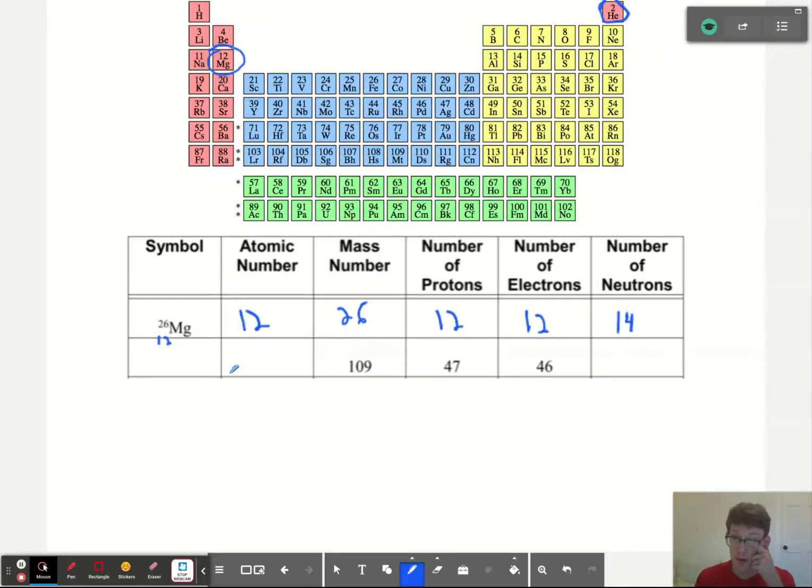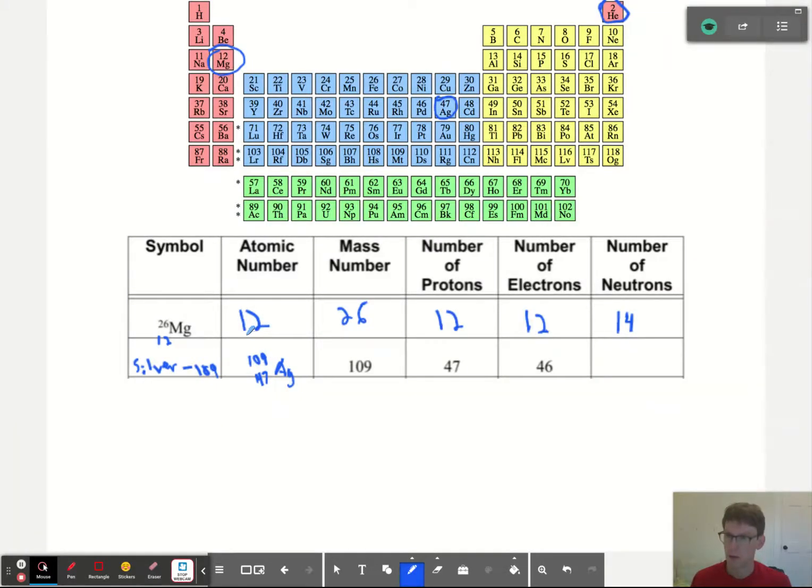Next, we have a case where the symbol is not given to us. We're given other information. We know that there are 47 protons, and that's a good place to start. If I look here, 47 is silver. And I know the mass number is 109, so I can say silver 109. I know the symbol is Ag, and the mass number is 109 and the atomic number is 47. So there's my atomic number.